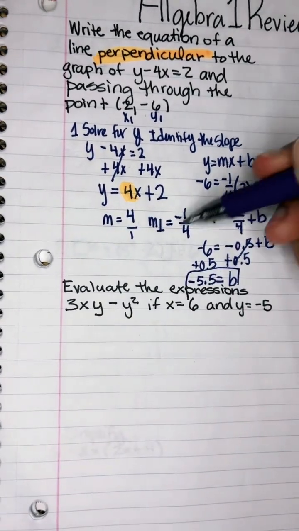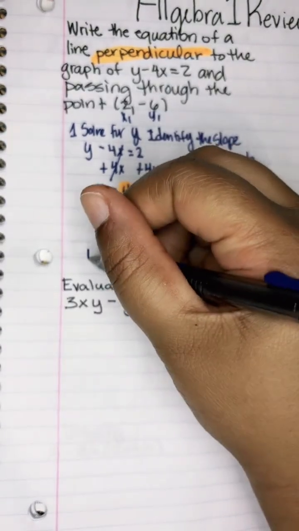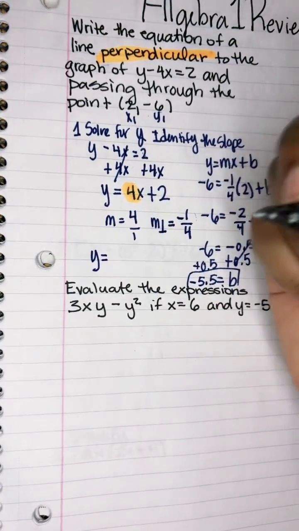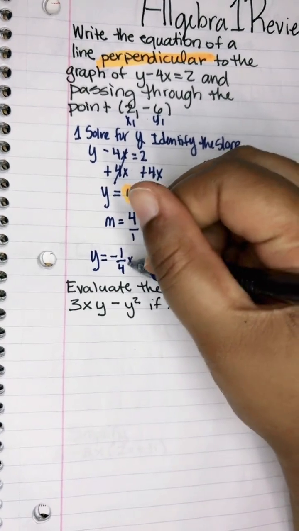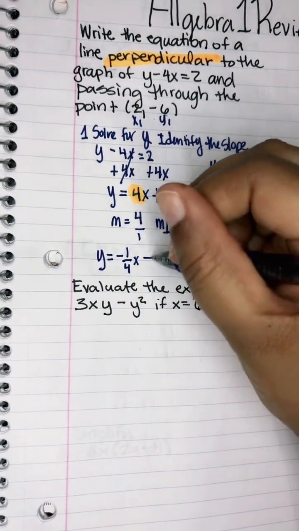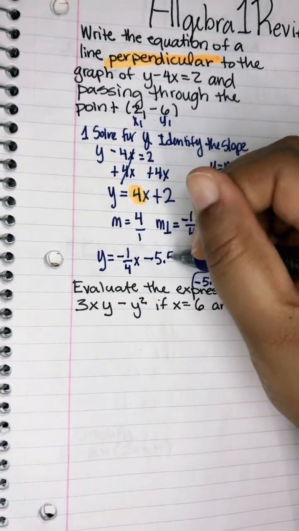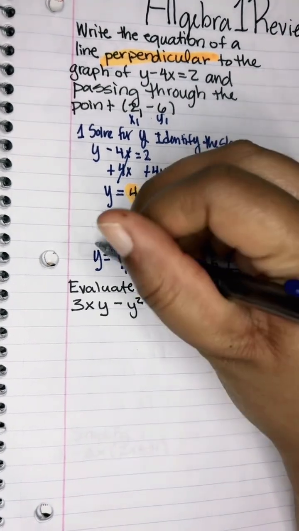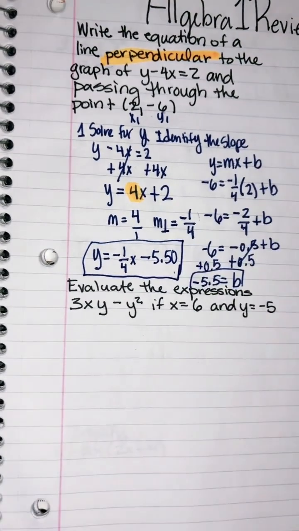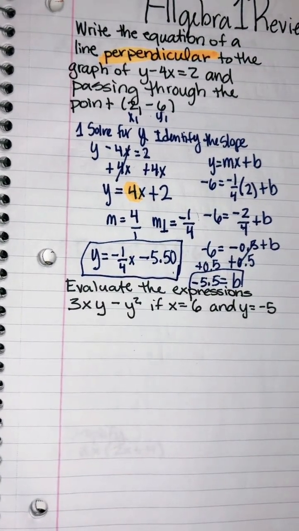Okay. So now we have our m and we have our b. So we could write our equation. y equals -1/4 x minus 5.50, or 5.5, however you want to say it. And that's your answer.